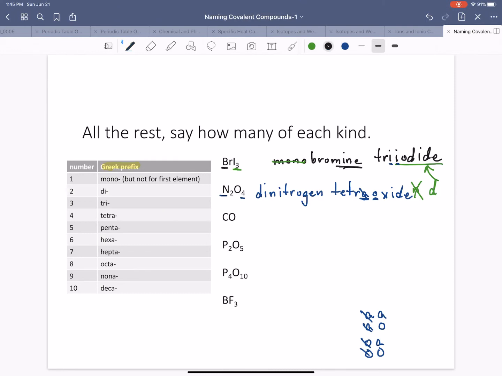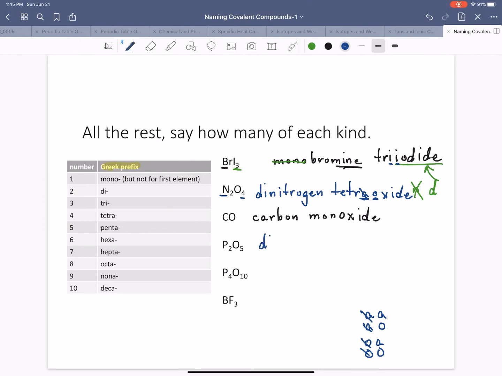Okay, so here we have one carbon, but we don't use mono for the first one. So say the element name. And then we have one oxygen. We do use mono for the second one. But I'm not going to say monooxide because we're not going to use this O. We're going to say monoxide, carbon monoxide.